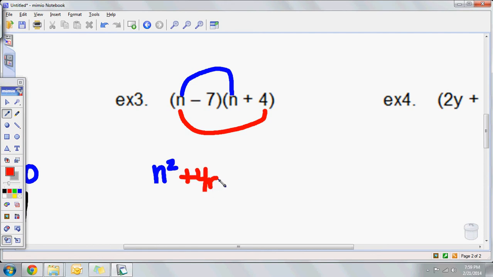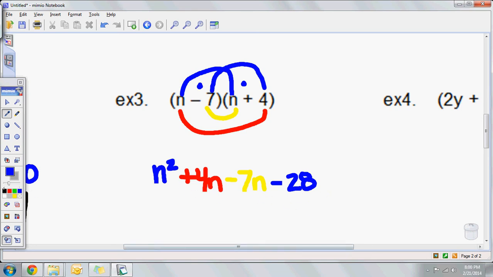And then we're going to have our inner two terms, the terms on the inside. This time I have a negative, so I'm going to be careful of that. Negative 7 times n gives you a negative 7n. And then finally your last two terms, and again, I have that negative 7 times 4, which gives you a negative 28. Okay, so if you've done FOIL right, you should see Bob, and you should have 4 terms for FOIL, F-O-I-L.